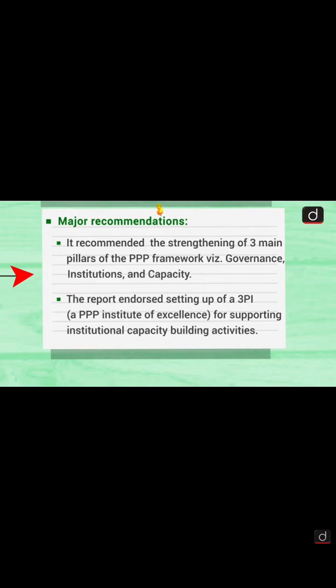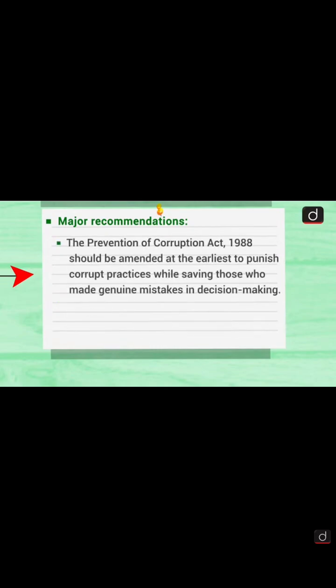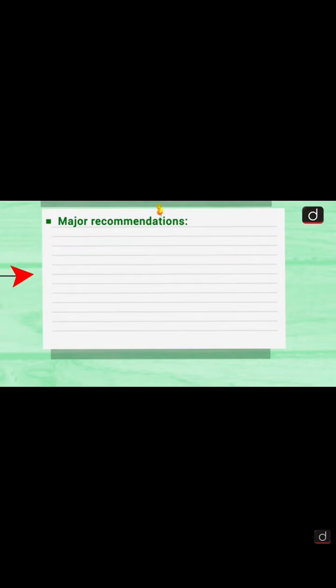3PI for supporting institutional capacity building activities. The Prevention of Corruption Act 1988 should be amended at the earliest to punish corrupt practices while saving those who made genuine mistakes in decision making. Also, the Swiss challenge method of awarding contracts should be avoided as it discourages transparency. So they are recommending more transparency in the project.